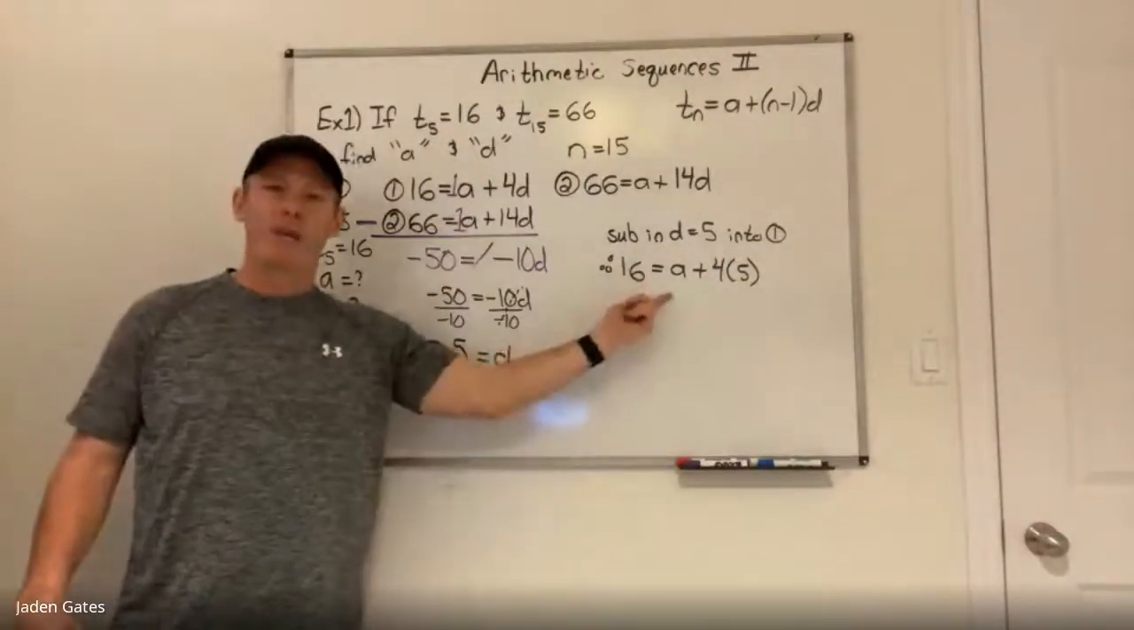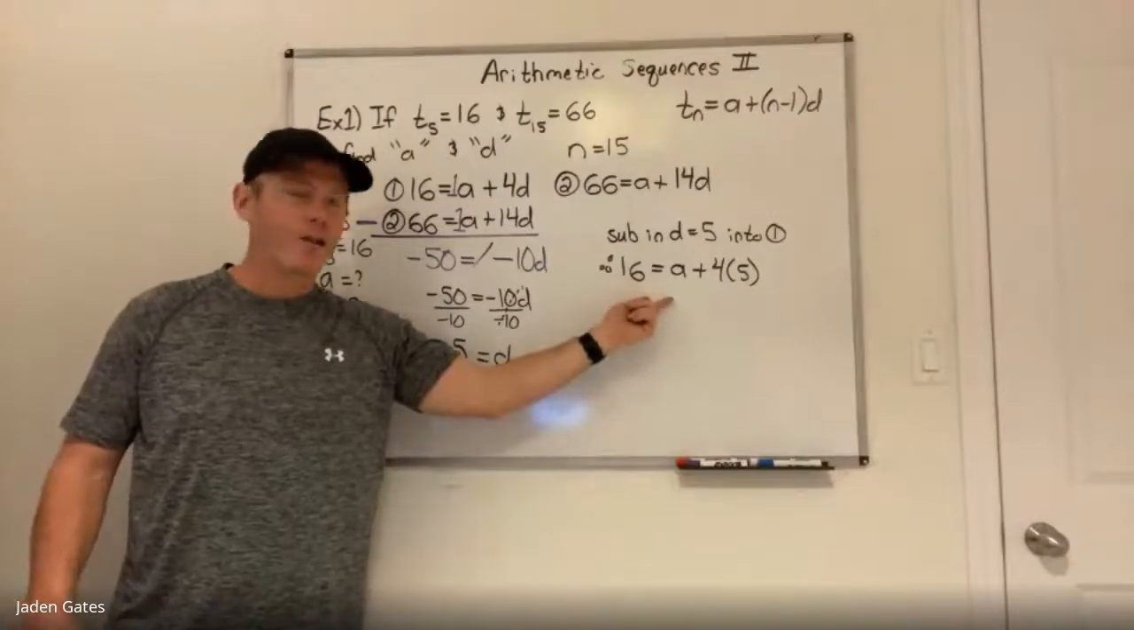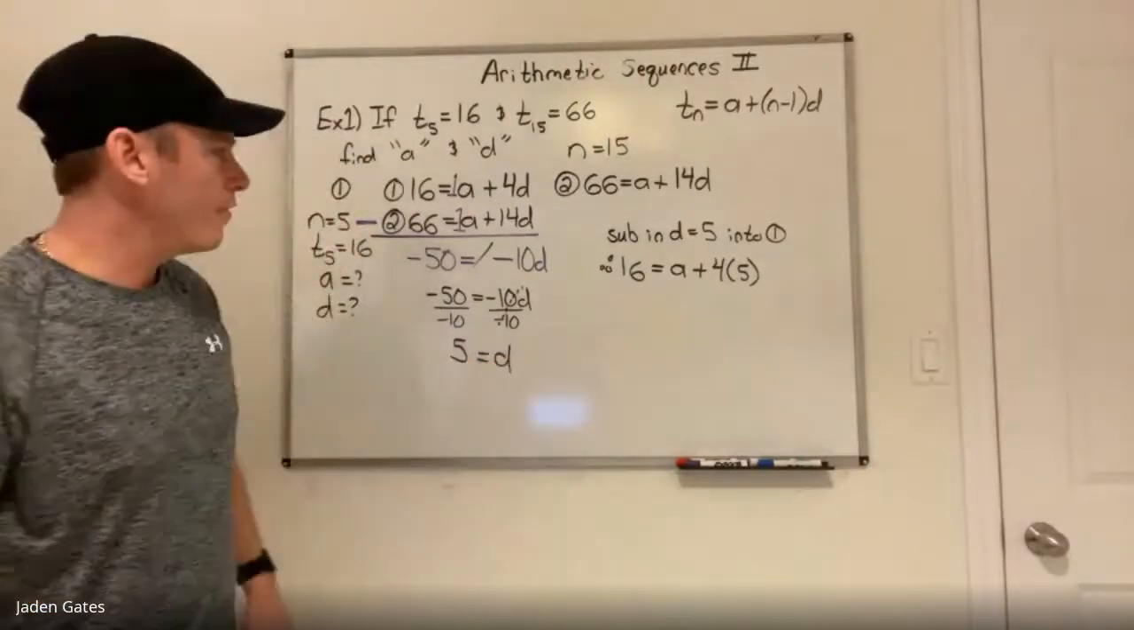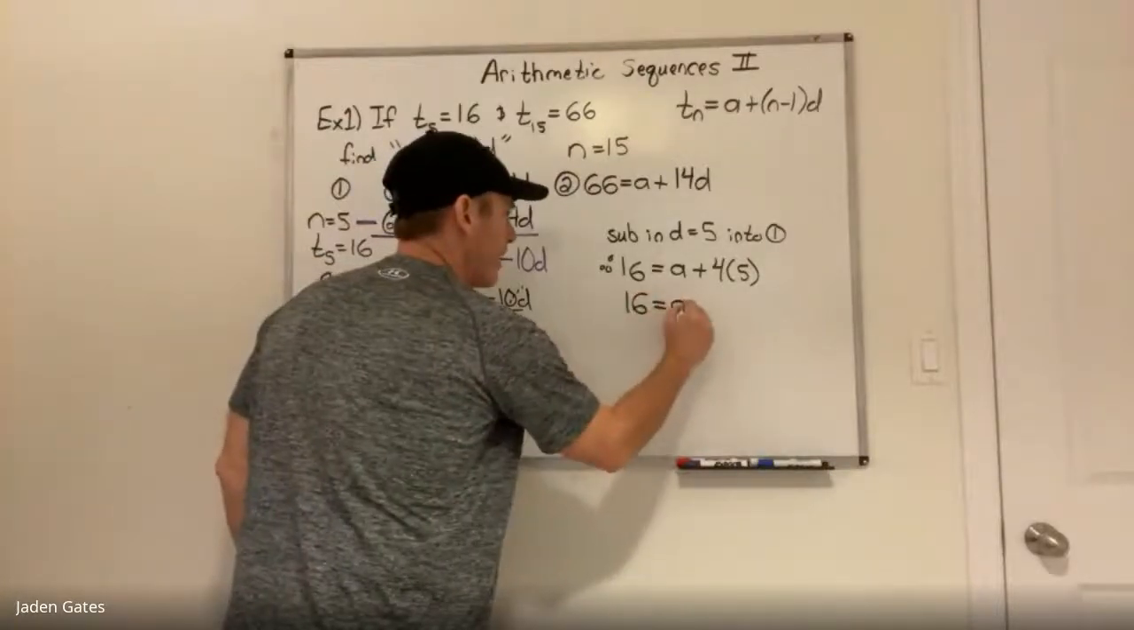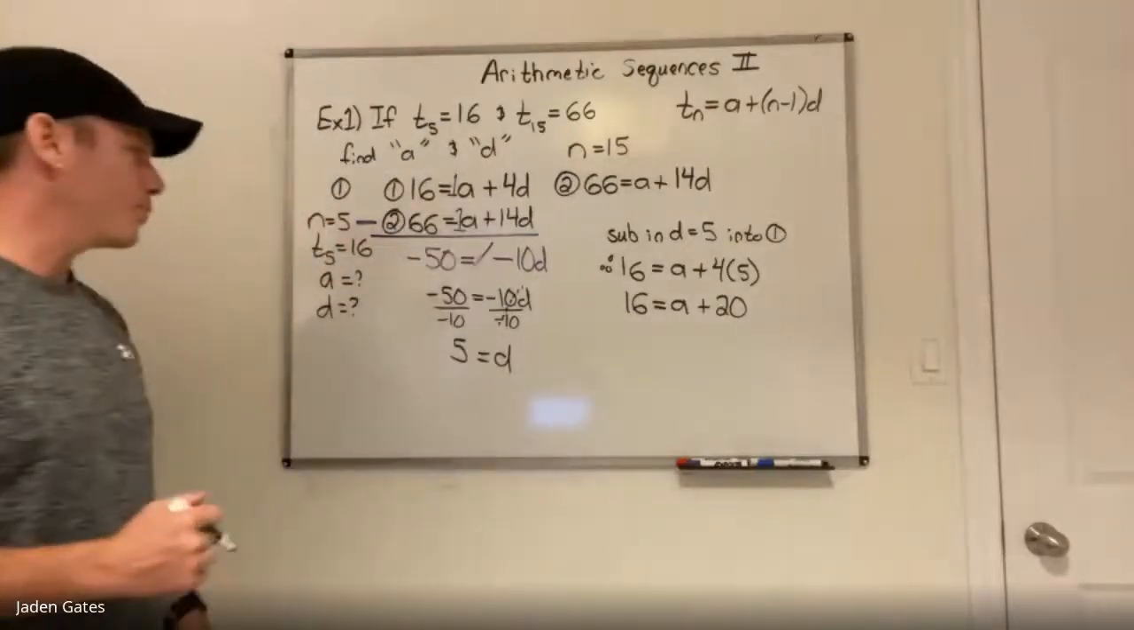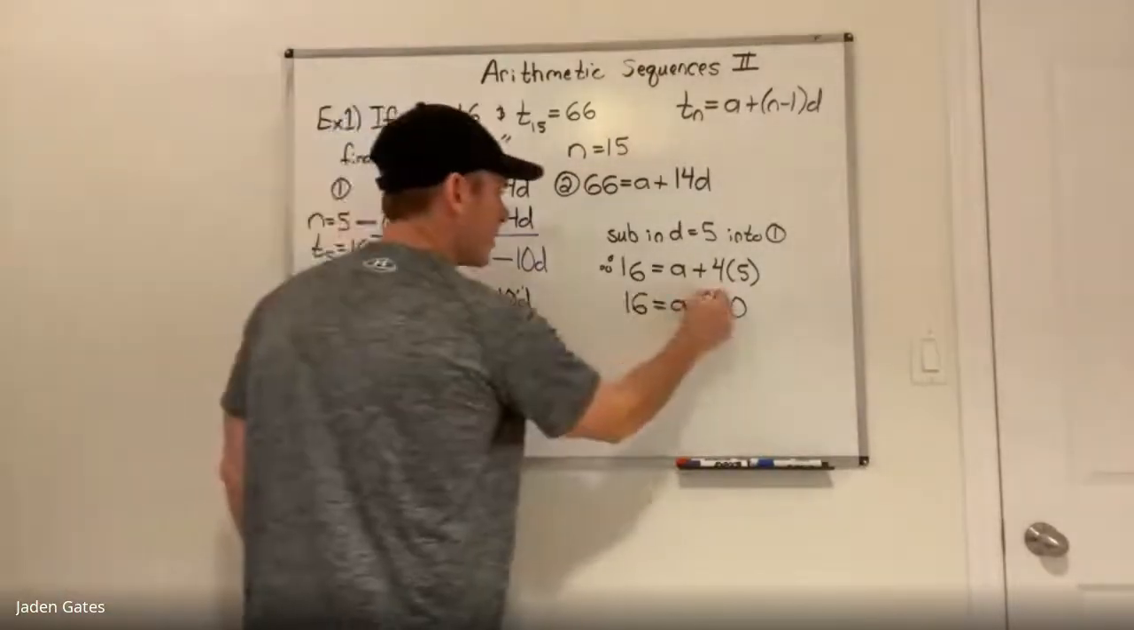And again, because we've done elimination, we have one equation, one unknown. I can solve it. All right, so I just have 16 is equal to A. 4 times 5 is 20. All right, I'm almost there. Let's move the 20 over to the other side.